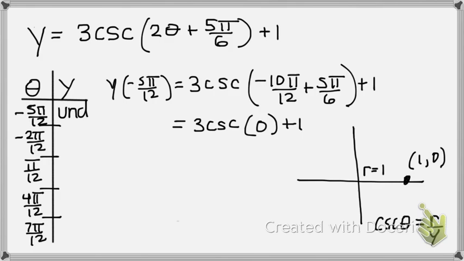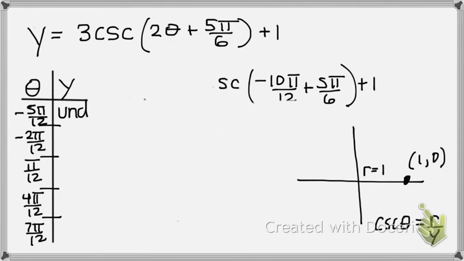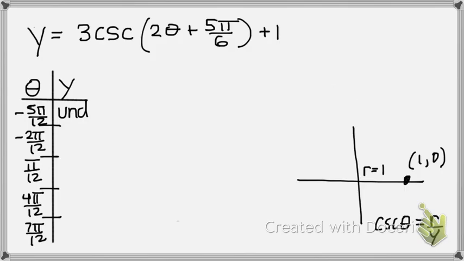And hopefully you know by now that when undefined shows up in a table like that, graphically that's going to mean a vertical asymptote. So there'll be a vertical asymptote at negative 5 pi over 12. Okay, let's go to the next point.